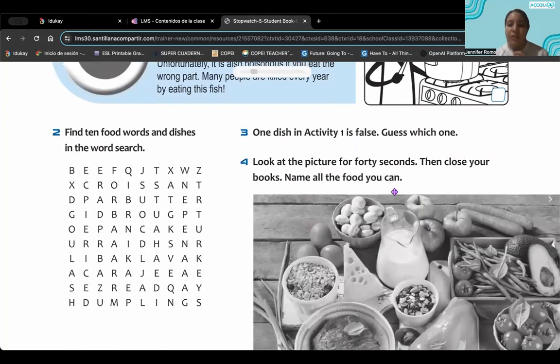And then the last one says, look at the picture for 40 seconds. Then close your eyes, close your books, name all the foods you can. Dice, en la 4, van a observar la imagen por unos 40 segundos y luego van a cerrar su libro y nombrar toda la comida que ustedes se acuerdan.